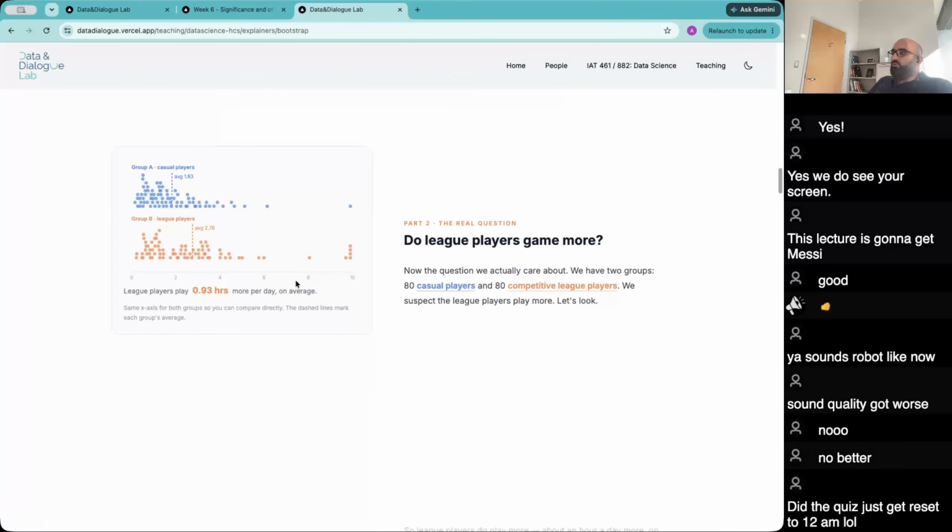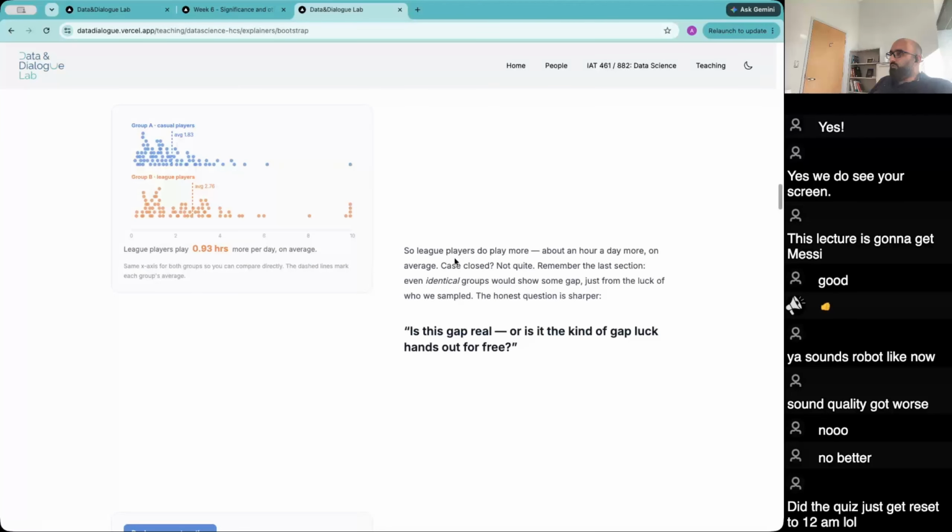Now, we get to our question of what is the difference between two groups, right? Group B was the league players, group A is the casual players. This is the mean, 1.83 for the casual players. This is the mean, 2.76 for the league players. You see there is a difference between them, 0.93 hours. They play more. How do we think about this?